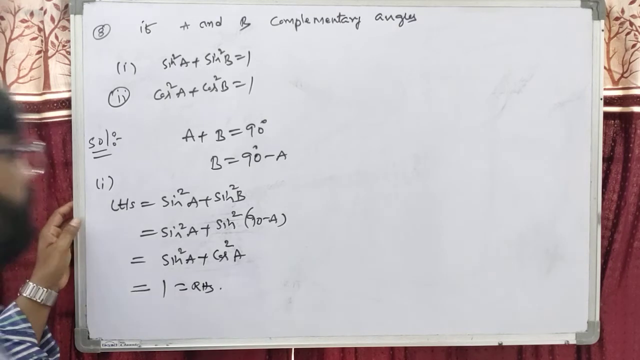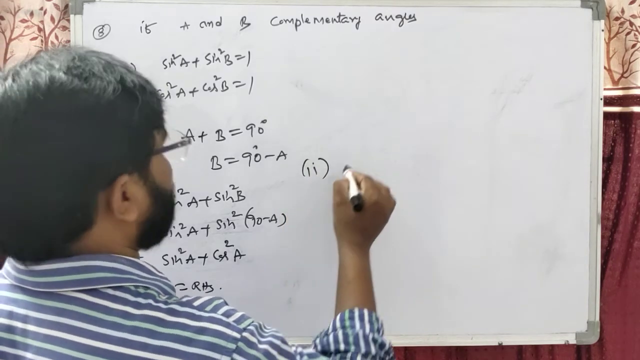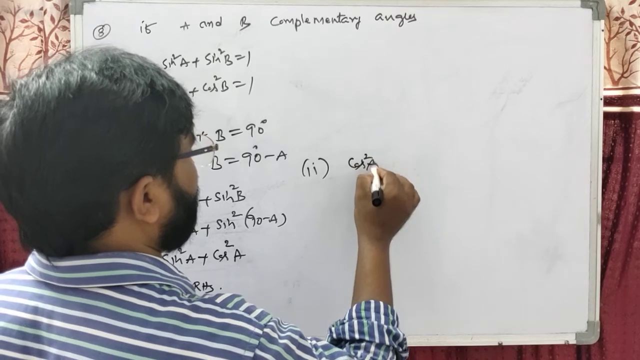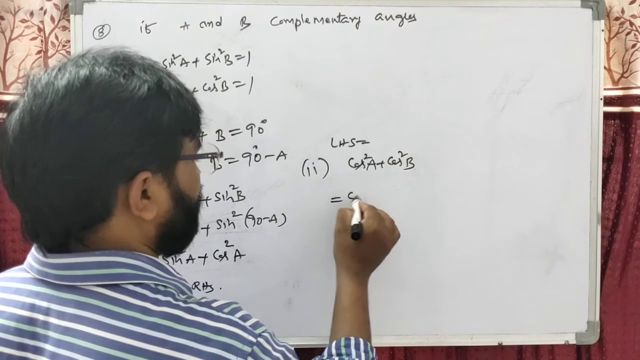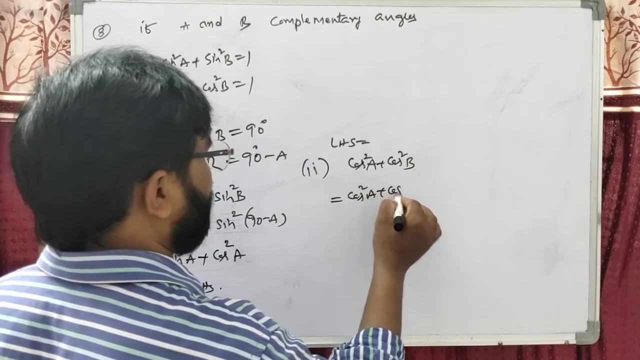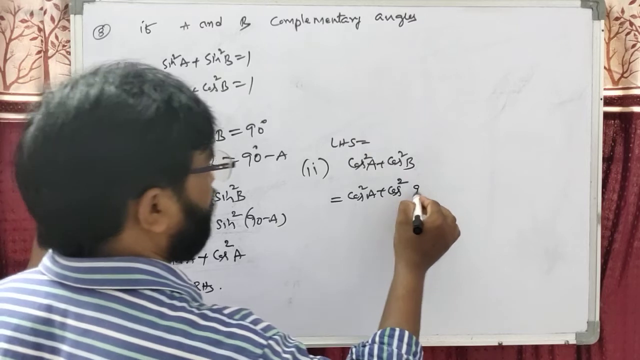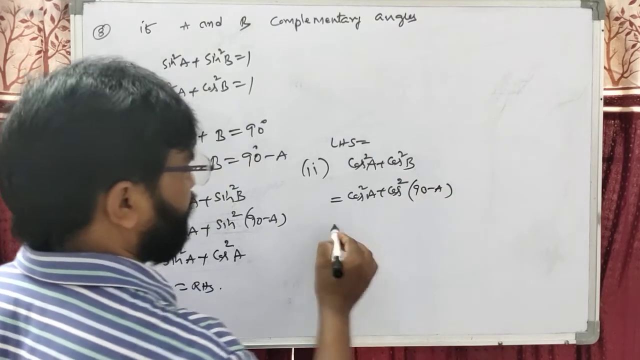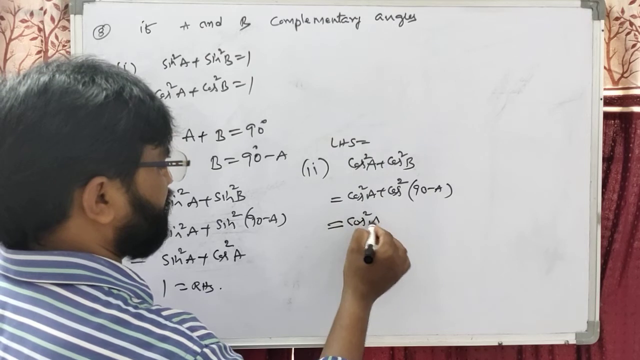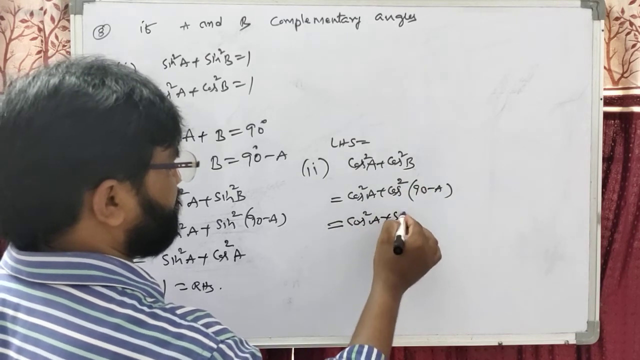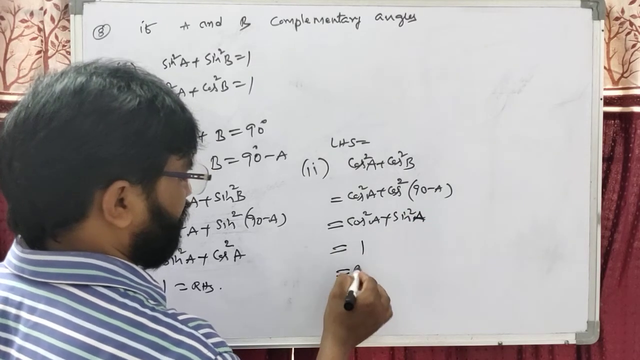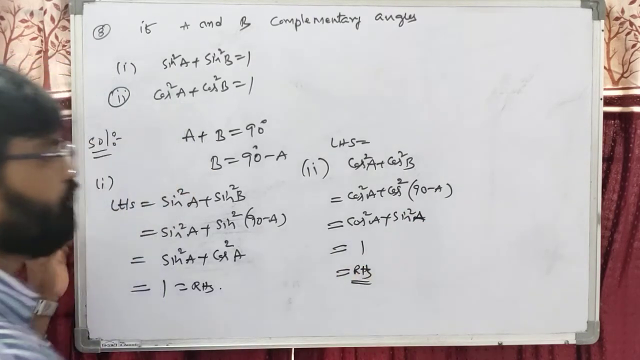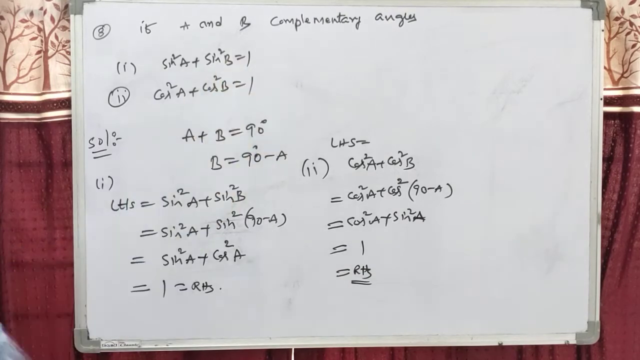Okay, students. Now the second one is cos square A plus cos square B. We can write this as cos square A plus cos square of 90 minus A. We can write cos of 90 minus A as sin A, so sin square A. Cos square A plus sin square A is 1. This is also 1. So sin square A plus sin square B is 1, and cos square A plus cos square B is also 1.